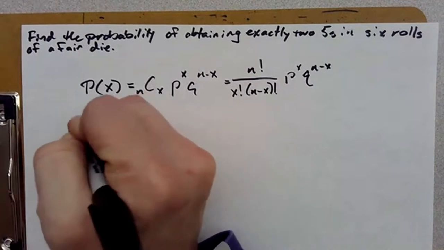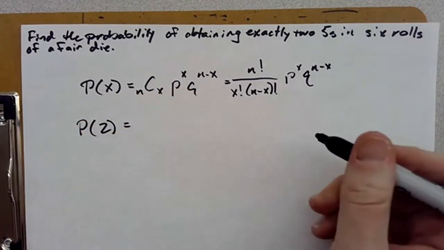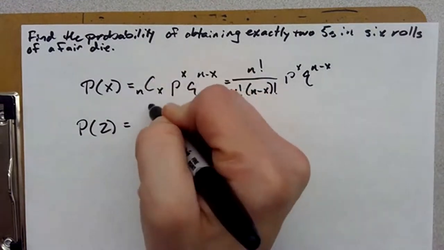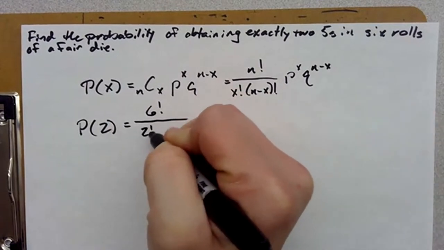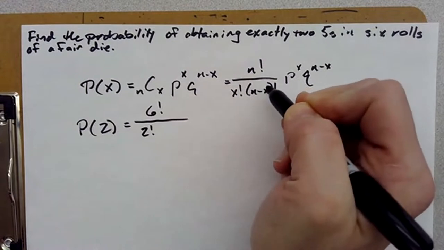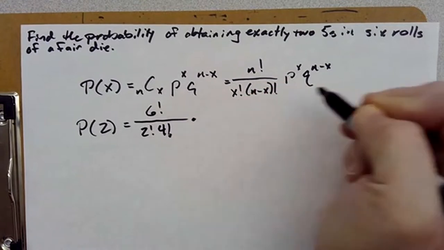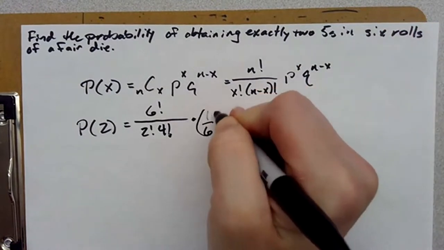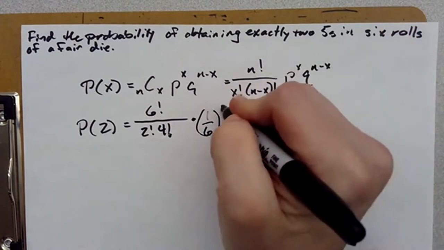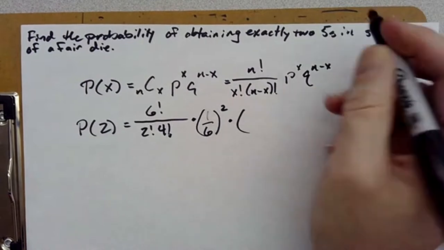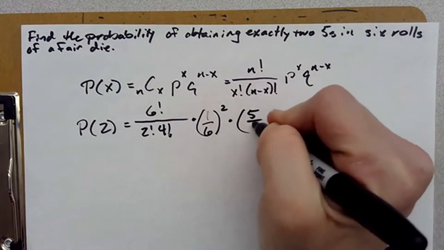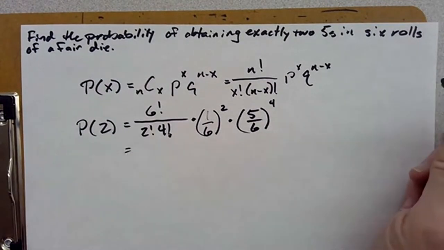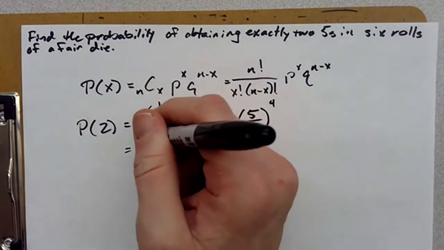So we're looking for the probability of 2, and N is 6, since we were told that we're rolling a die 6 times. So that's 6 factorial over 2 factorial times 6 minus 2, which is 4 factorial. And we multiply this by P, which is 1/6, raised to the X power, X being 2, times Q, which is 1 minus 1/6, that's 5/6, to the 4th, the N minus X. All right, so I simplify whatever I can. 6 factorial over 4 factorial is just 6 times 5, divided by 2, that's 15.